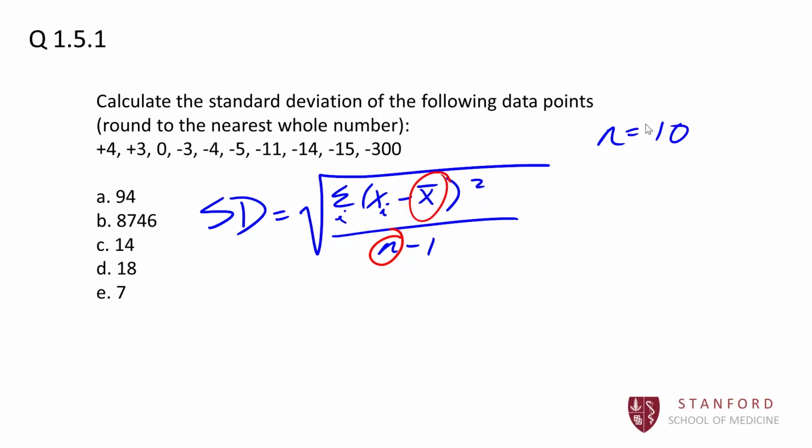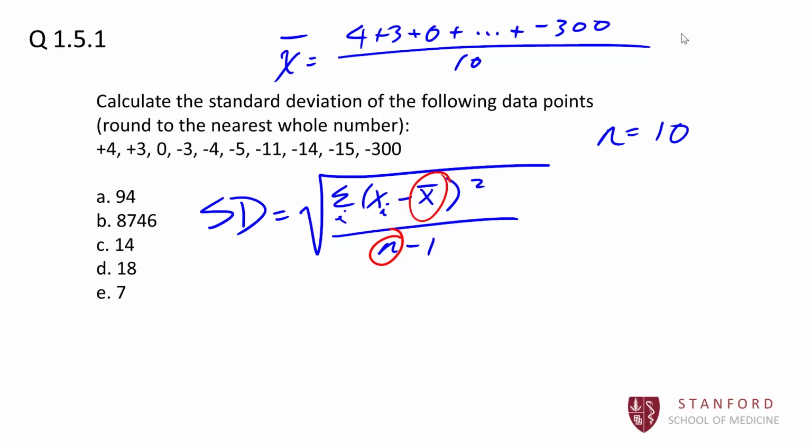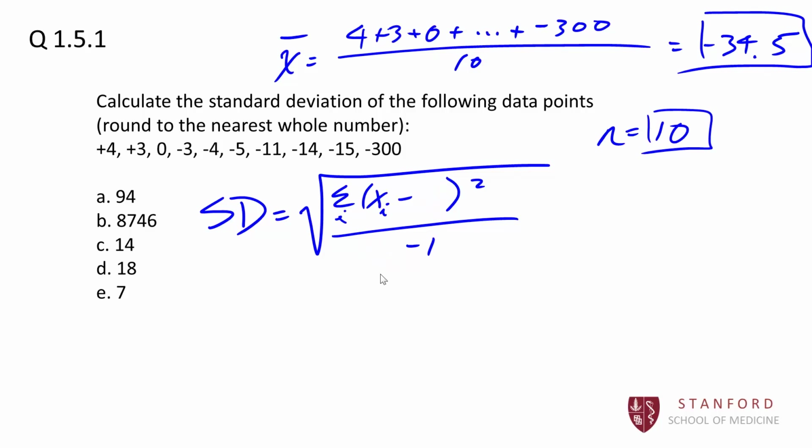And then we can calculate the average here. That's just going to be 4 plus 3 plus 0 plus all the way to -300, divided by n, or 10. Same thing. And that's going to work itself out to be -34.5. So here we have the average and we have n. What we can do is replace these in the formula. So n is now 10, and it's x minus negative 34.5, but that's the same thing as x sub i plus 34.5.